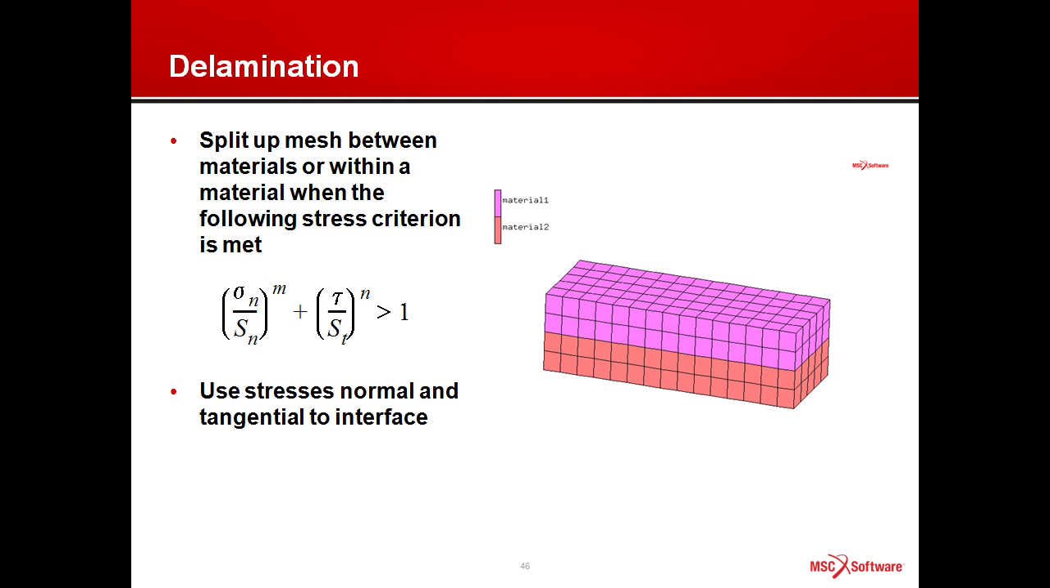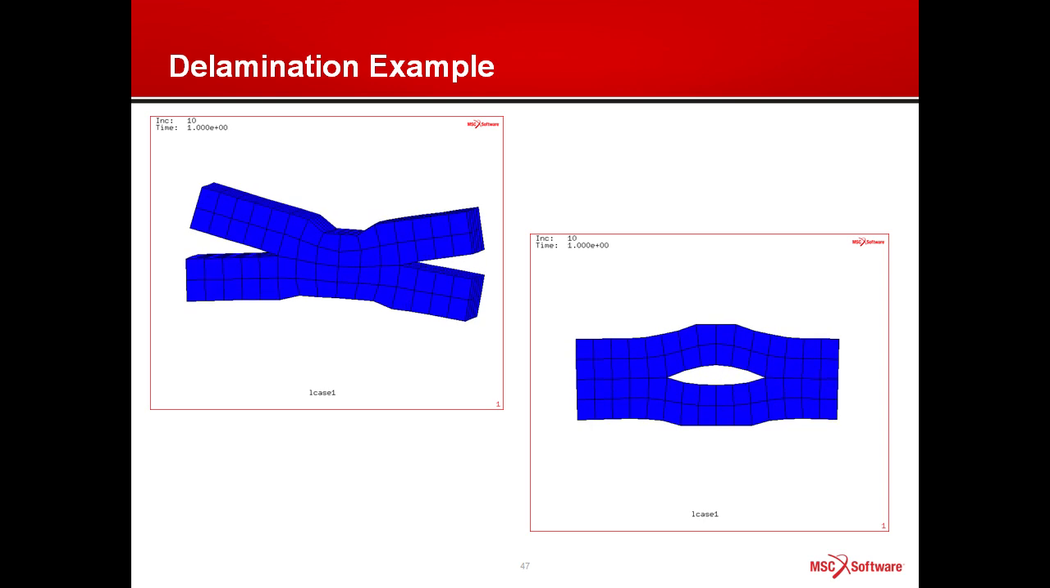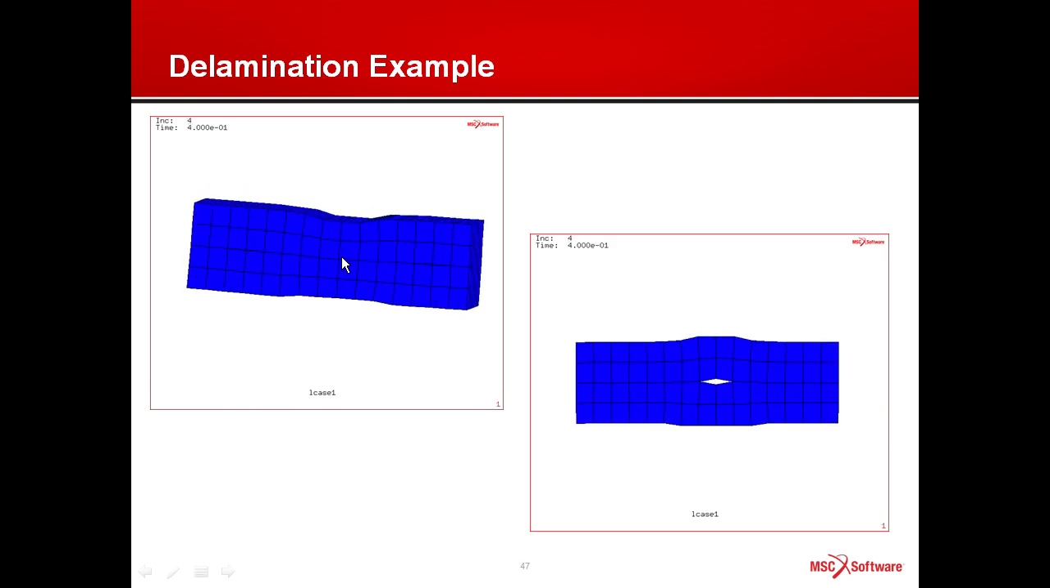And this can happen between the two materials if you choose, or you can choose to have it split elements inside the same material. Both are possible. And here are just a couple of examples. You can see each is an integrally meshed body, but anywhere in the structure where the stress criterion is met, double nodes are created and the mesh is split, so the elements are pulled apart.